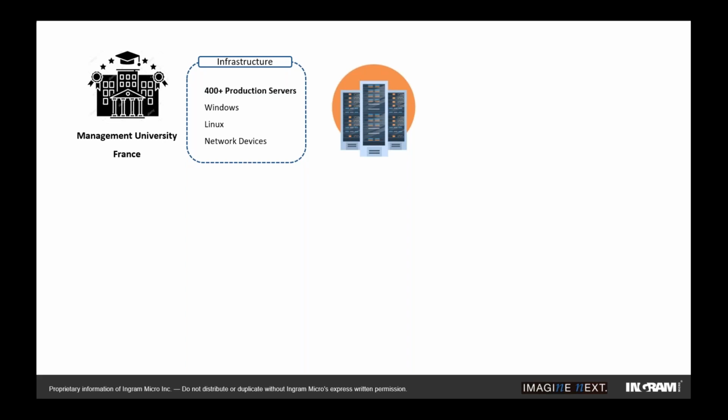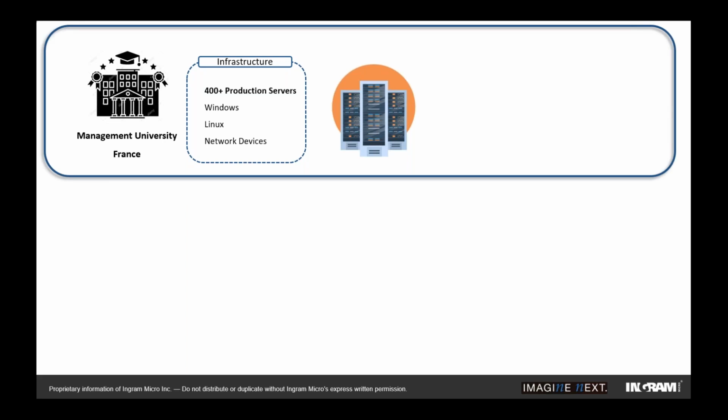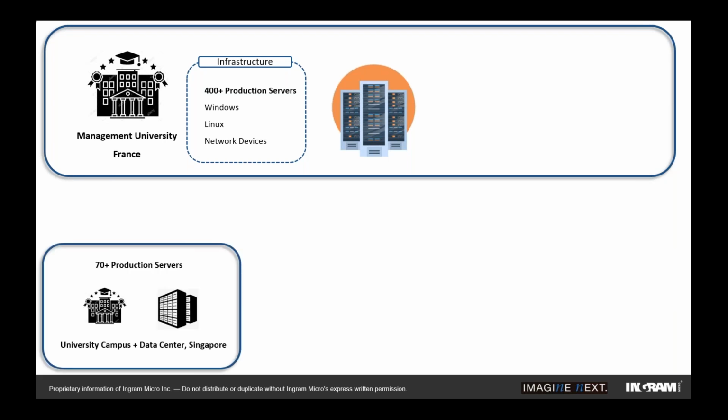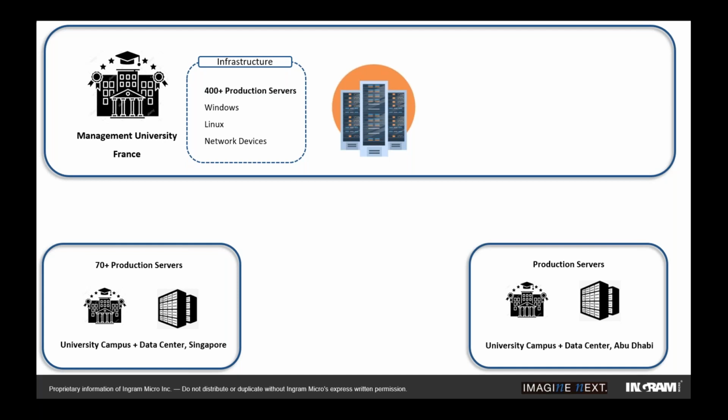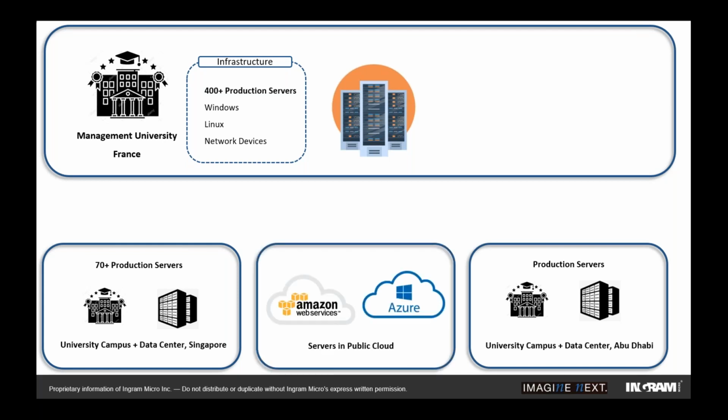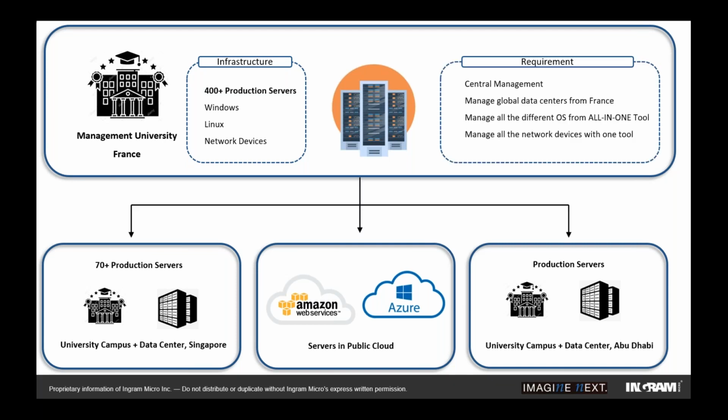The first success story is that of a management university based in France. If you notice on the screen, you can see they have a mix of Windows machines, Linux machines, and networking devices, 400 plus devices. They have a second data center here in Singapore with around 70 plus devices, again a mix of Windows, Linux, and networking devices. The third one was in Abu Dhabi. On top of that, they carry two public clouds as well, so many components are running on their public cloud.